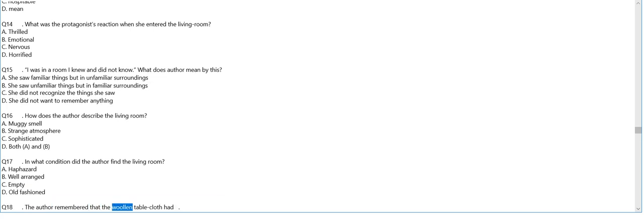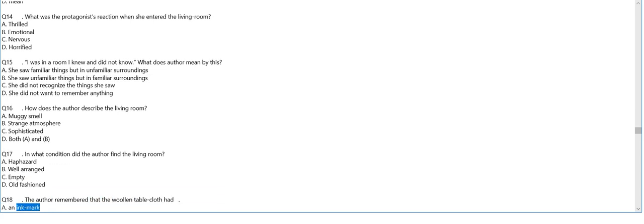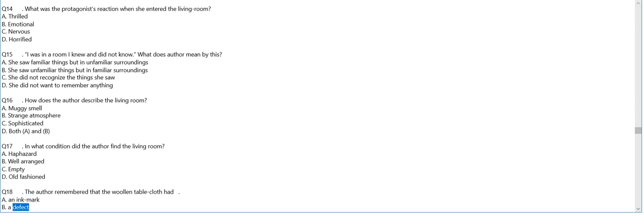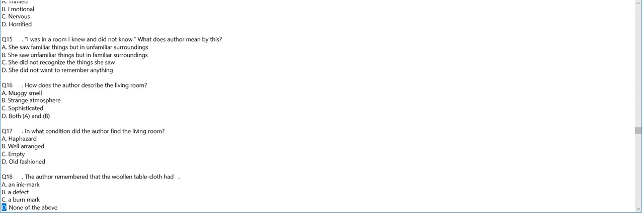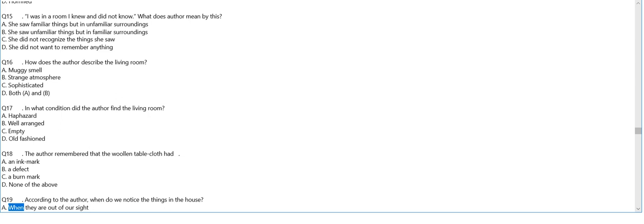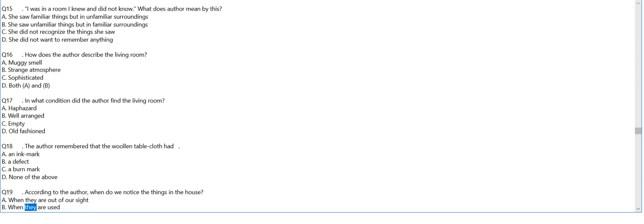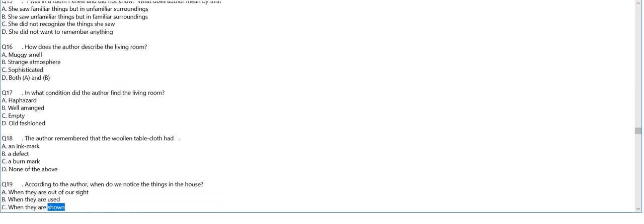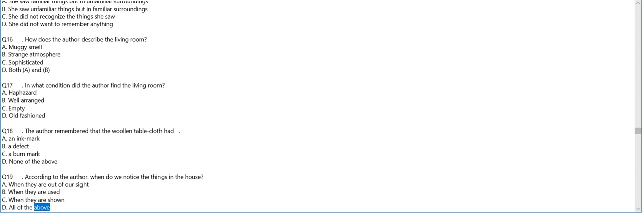Q18. The author remembered that the woolen tablecloth had A. An ink mark. B. A defect. C. A burn mark. D. None of the above. Q19. According to the author, when do we notice the things in the house? A. When they are out of our sight. B. When they are used. C. When they are shown. D. All of the above.